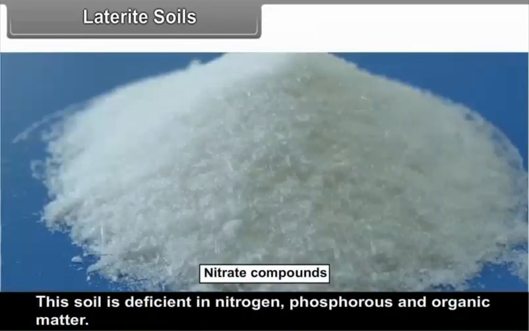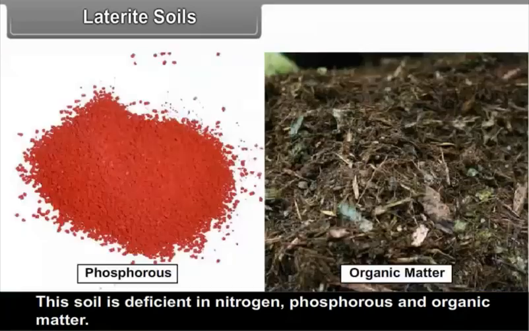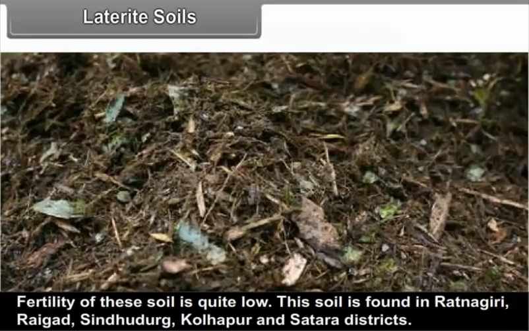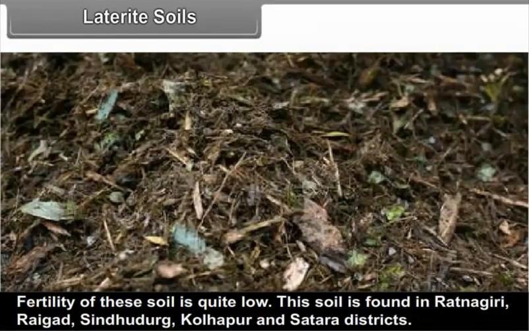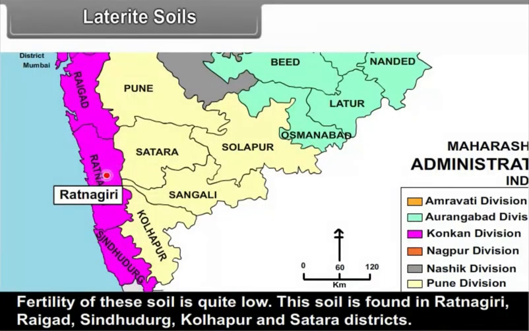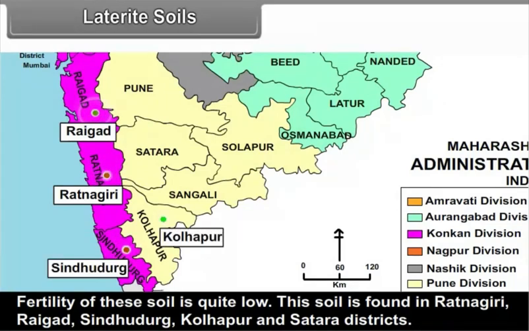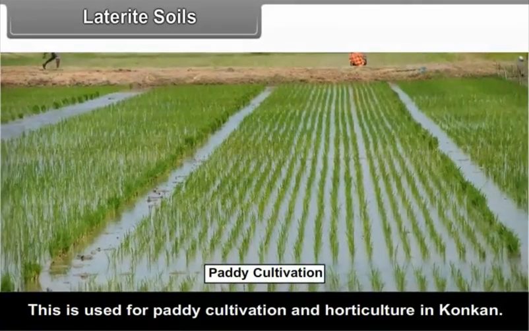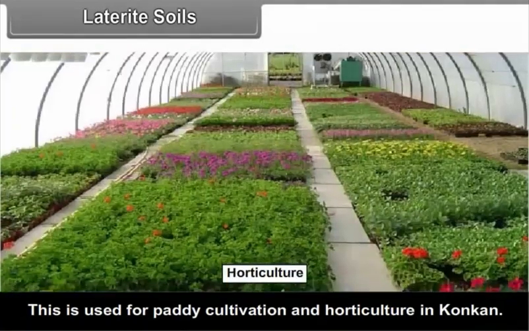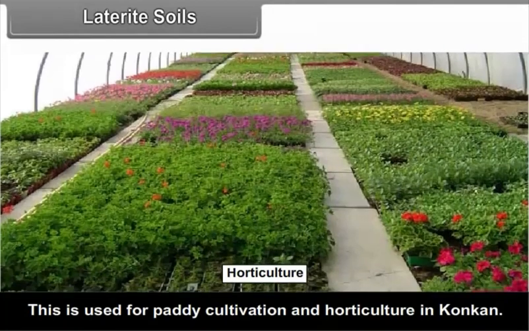This soil is deficient in nitrogen, phosphorus and organic matter. Fertility of this soil is quite low. This soil is found in Ratnagiri, Raigad, Sindhudurg, Kolhapur and Satara districts. This soil is used for paddy cultivation and horticulture in Konkan.